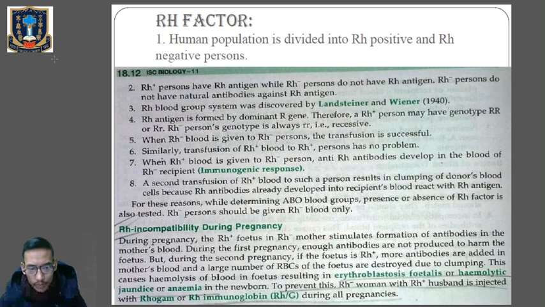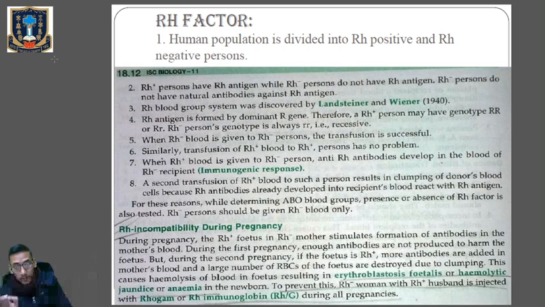Okay, and this will cause hemolysis of blood in the fetus, resulting in erythroblastosis fetalis or hemolytic jaundice or anemia in the newborn. So listen very carefully. We're talking about Rh incompatibility during pregnancy. So the fetus is Rh positive, mother is Rh negative.